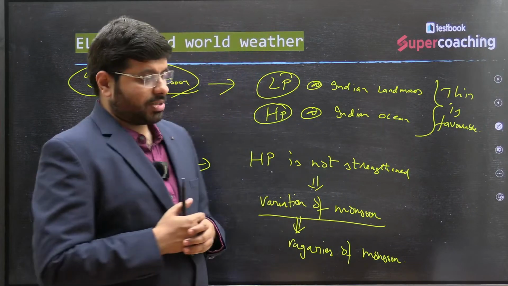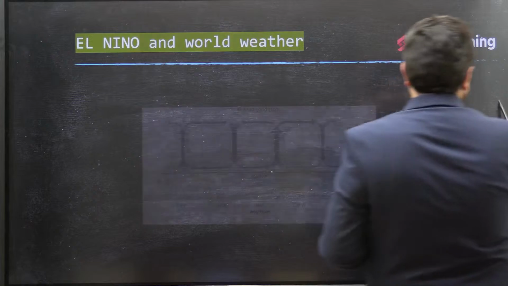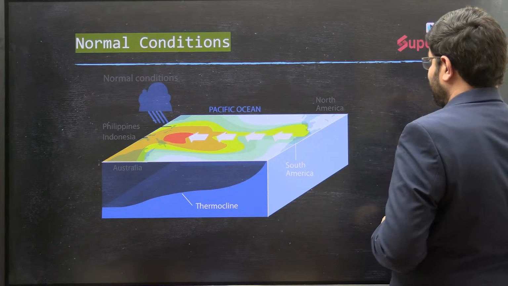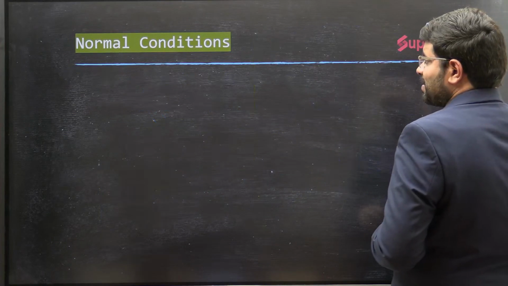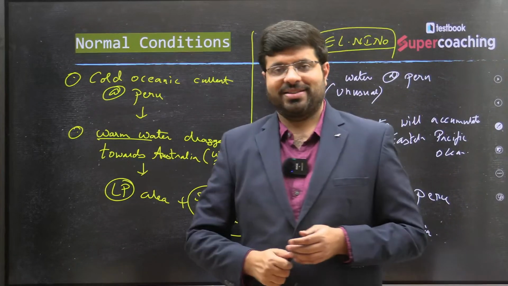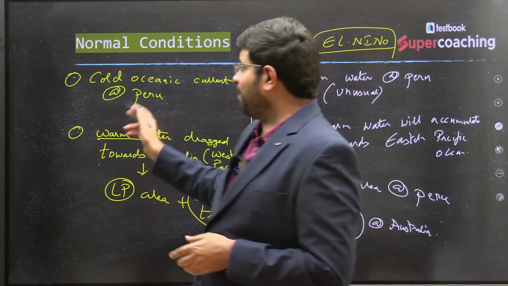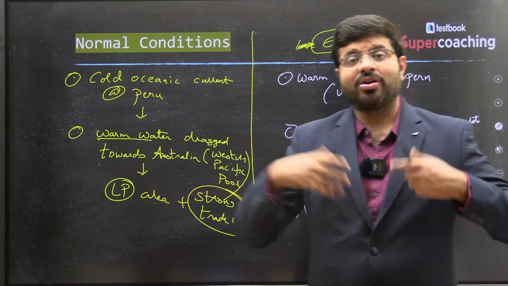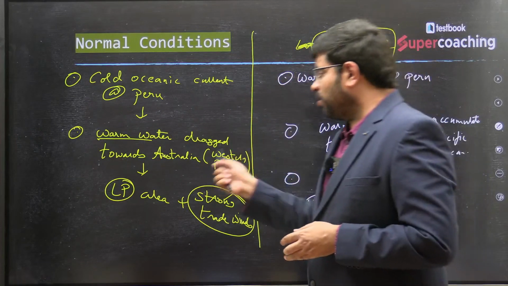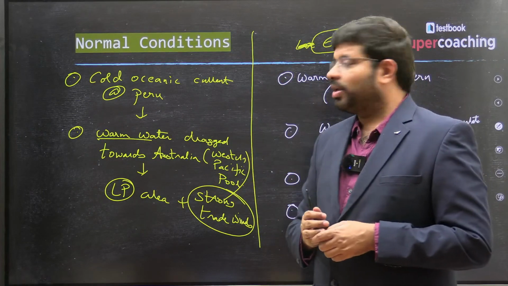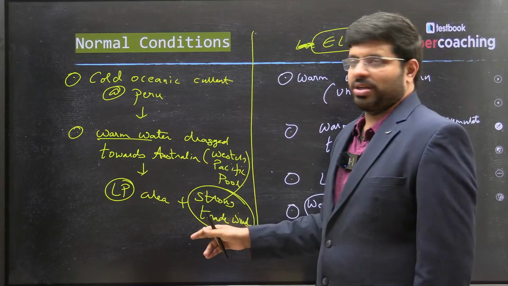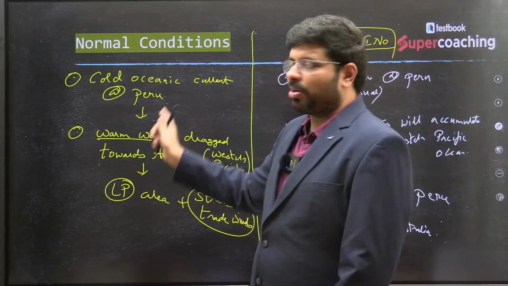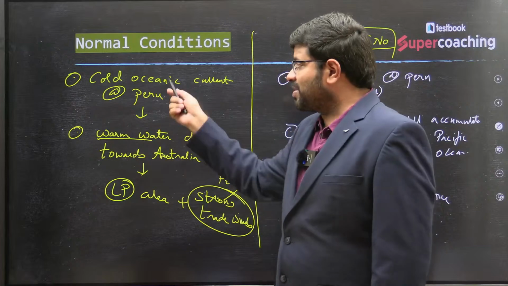Also, you need to understand that we have only spoken about El Nino. What about La Nina? Please understand that La Nina conditions are the exact extremes of normal conditions. What is La Nina? An exaggeration of normal conditions. Cold oceanic current at Peru, you will find very cold oceanic currents. Warm water is dragged towards Australia, more warm water is dragged towards Australia. What is the difference between normal and El Nino? Opposite. What is the difference between normal and La Nina? Extremes of the same normal, right?